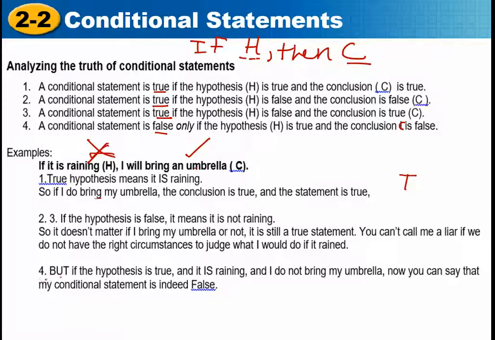But in the case of number 4, possibility 4, if the hypothesis is true, it is raining, and I don't bring my umbrella, now you can say that my conditional statement is indeed false. Okay, so if the hypothesis is not true, you can't judge anything about what you would do because you're not in the right situation, so it's going to be a true sentence. We will keep assuming that it'll be true.